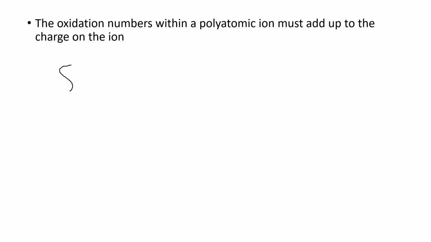If you take the sulfate ion, SO4 2-, all of these oxidation numbers must add up to -2 because that's the charge on the ion. So if oxygen is -2, and there are 4 of them, that makes -8. And we need to get back to -2, therefore the sulfur must be +6.